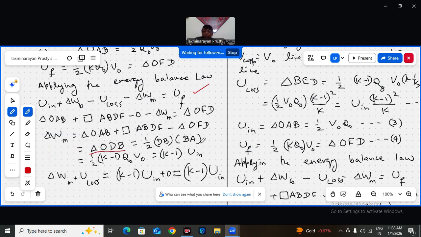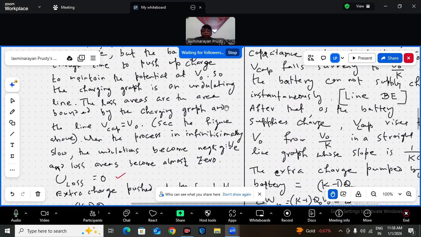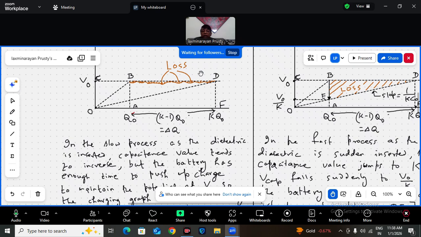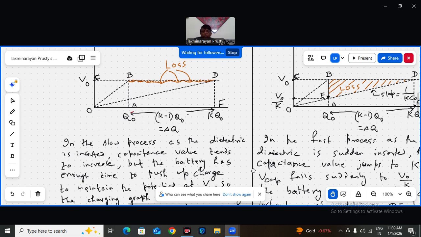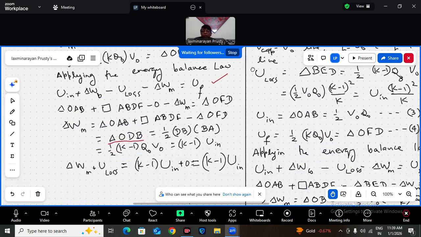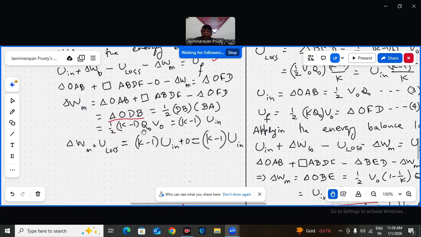So half dB into BA, you can just check that. That ODB triangle, what is the area? The base is dB, half dB into height BA. So dB is (k minus 1) q naught, and the height is V naught. So half (k minus 1) q naught V naught is (k minus 1) into the initial energy. This is the delta WM.